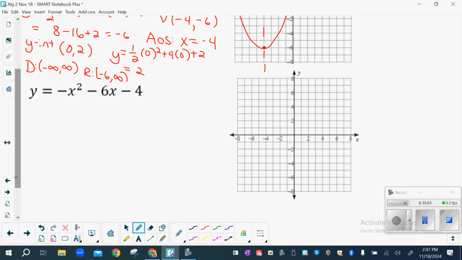A, B, C. That goes right there. Goes right here. What about you see where the V goes? So what is this?